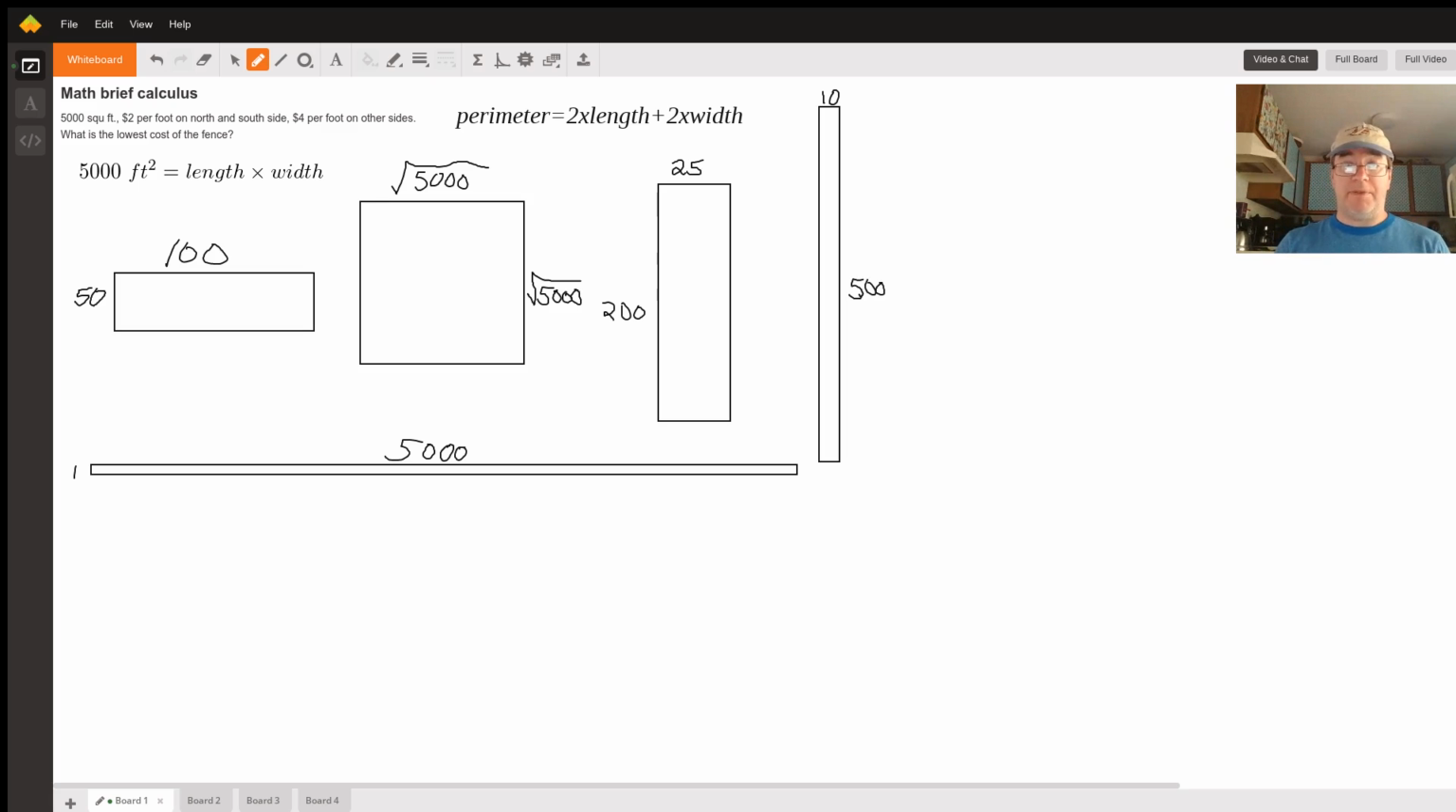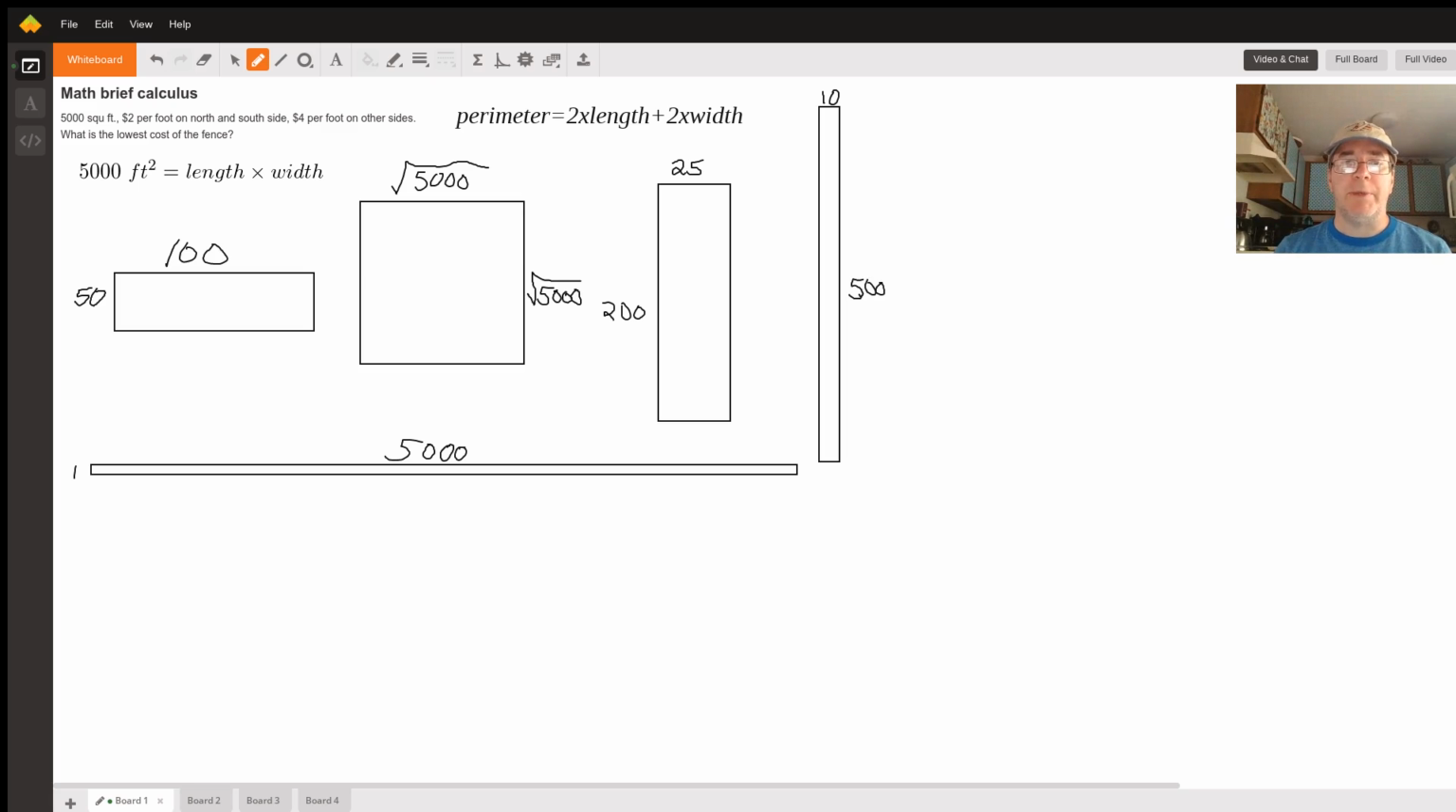Therefore, I drew a couple of examples. These are possible areas that have 5,000 square feet. They have different lengths and widths. Now, the area is length times width, and the perimeter is 2 of the lengths plus 2 of the widths. So as you can see, there is one area that has the smallest fence. That would be the square. Squares always have the smallest perimeter for their area.